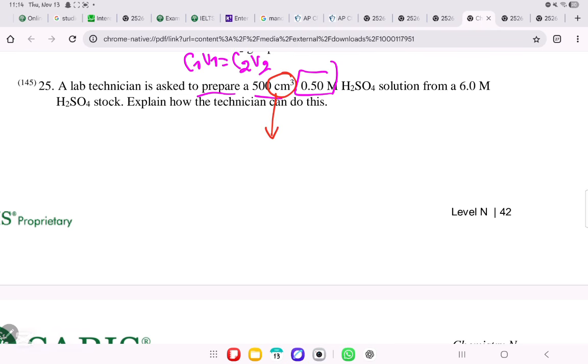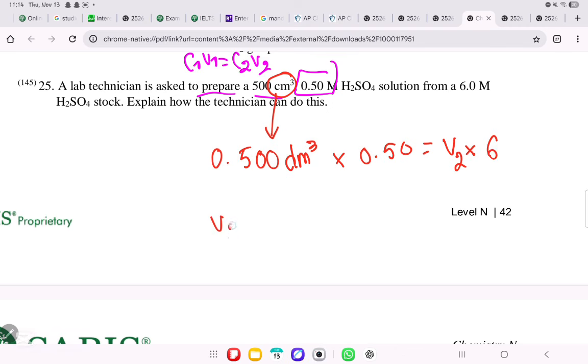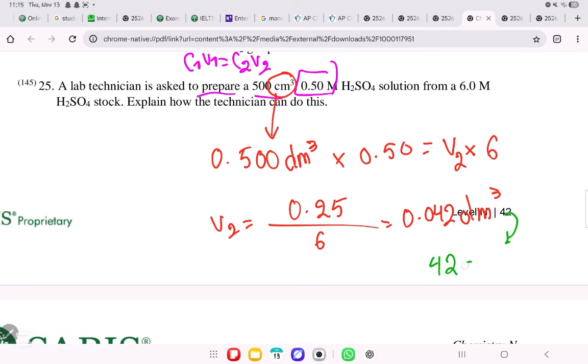You could keep it because then you get your answer to be the same value but in centimeter cubed, and then you can change it. But it's preferable always to change it to scientific unit. So it will be 0.500 decimeter cubed. This is the volume multiplied by the concentration, 0.50, is equal to the volume that we need to find multiplied by the concentration, which is 6. So volume 2 is equal to 0.5 times 0.5, so 0.25, over the concentration 6. So what will it be? It will be 0.042 decimeter cubed. Okay, now it's preferable to change it back to centimeter cubed, so 42 centimeter cubed.